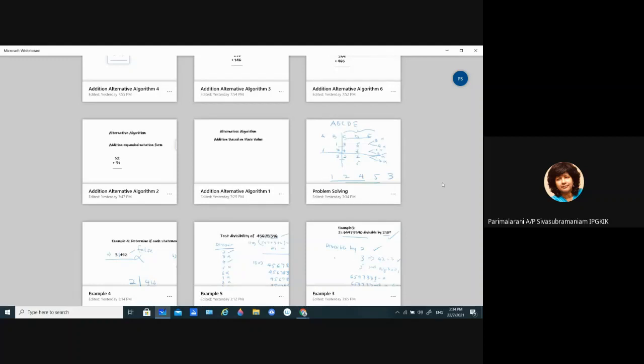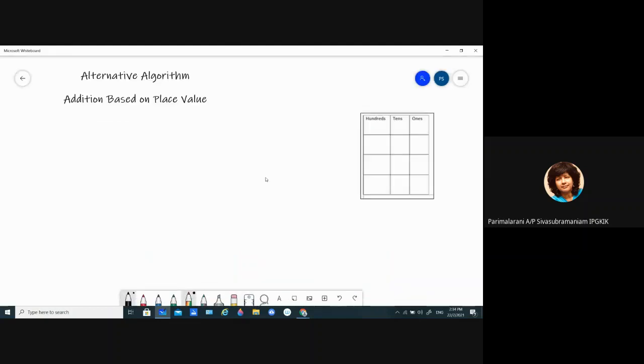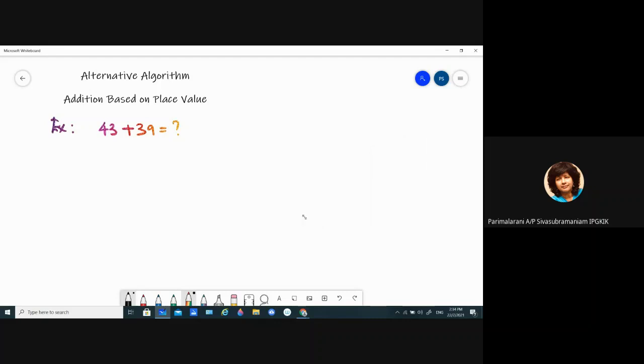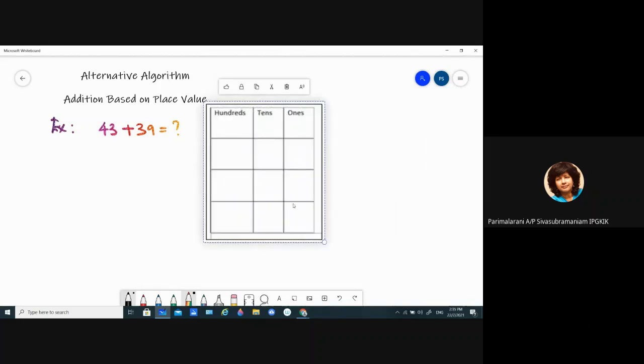Okay, so let's look at the alternative algorithms. For addition, we do addition first. Okay, so this is the first alternative algorithm, that is addition based on place value. That means, for example, we want to do 43 plus 39 equals how much, okay? So we use a place value chart for this, okay?